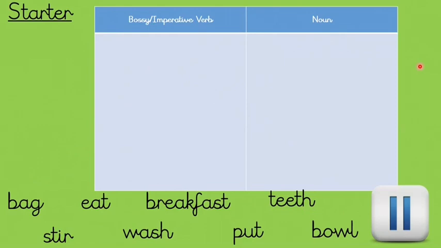Hopefully you had a chance to sort those words. Let's have a go at organising them now. So the first word, bag, that of course is a noun. It is an object. Eat is our next word. That is a bossy or an imperative verb. It's a verb that's telling you to do something.